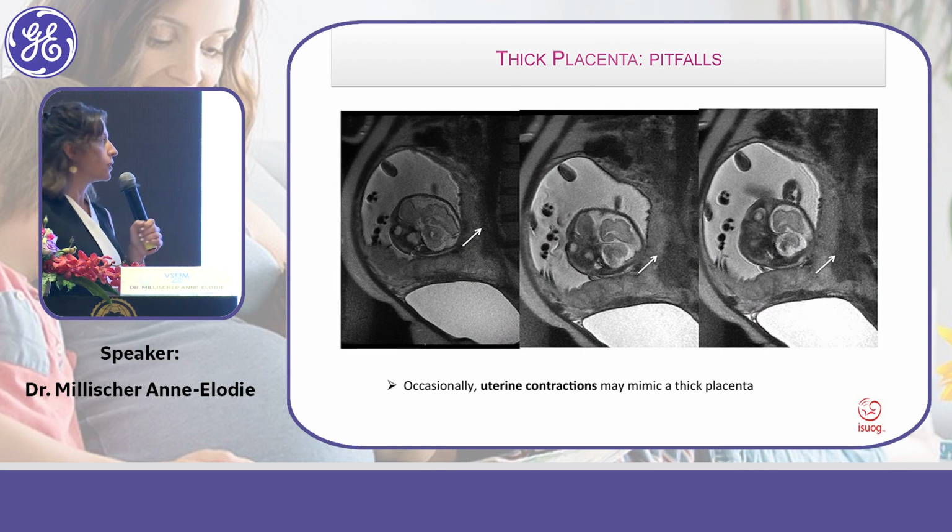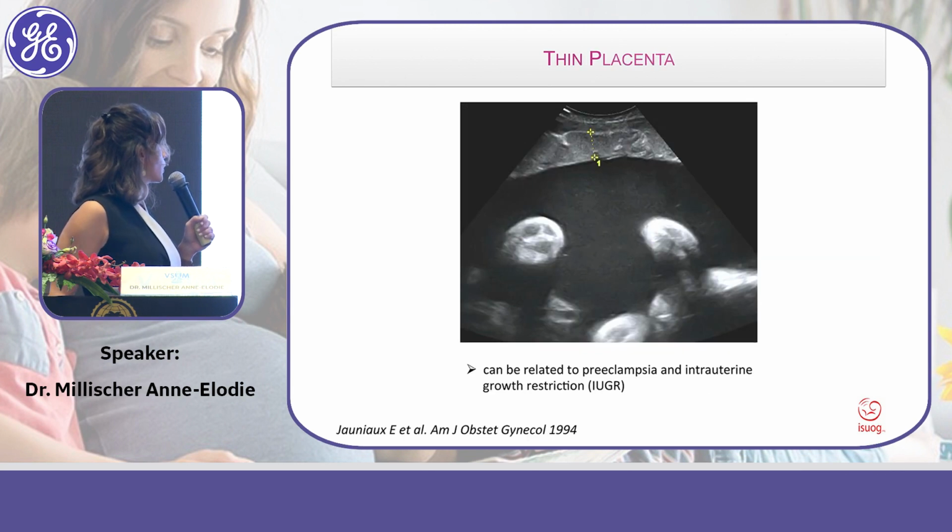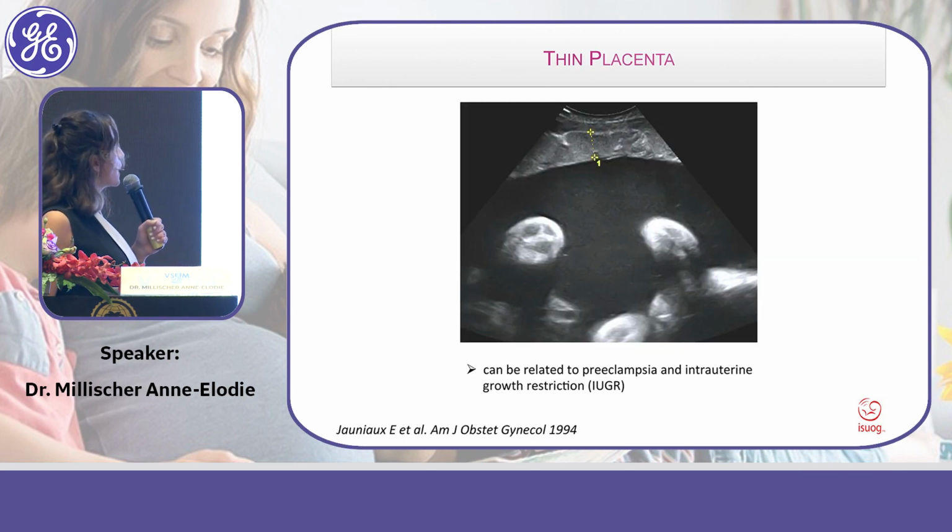The opposite is the thin placenta, which can be due to IUGR with a hydramnios. Đôi khi các bạn thấy cái bánh nhau nó là nhỏ đi, có thể lý do đó là do bị đa ối.